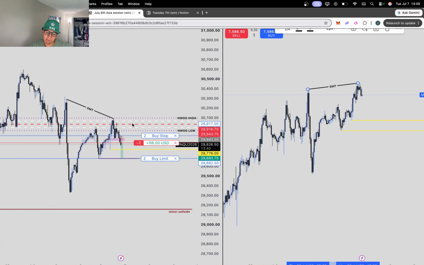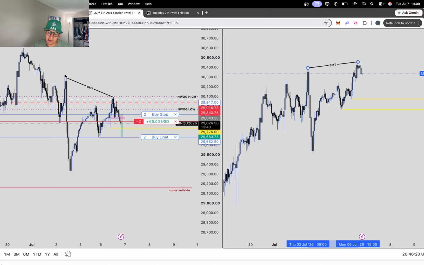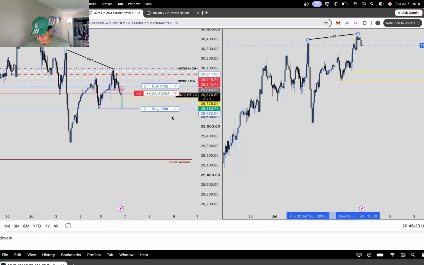Also, I want to note that we did have a bearish high time frame SMT on the 1 hour and 4 hour. You can see on NQ we failed to sweep out this swing high, and on ES we took it out. That to me is another bearish confluence that tells me that price wants to continue lower during this session.